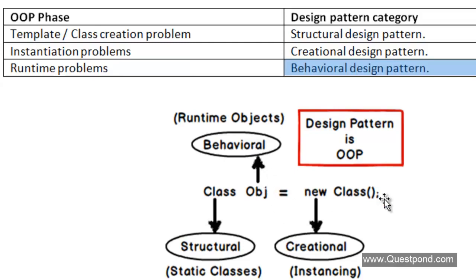So you can see, as I've said previously also, design pattern is nothing but object-oriented programming. So it solves problems around object-oriented programming. So you can see by this view here, or by this image here, you can easily make out that design pattern will revolve around classes, objects, and instantiation.